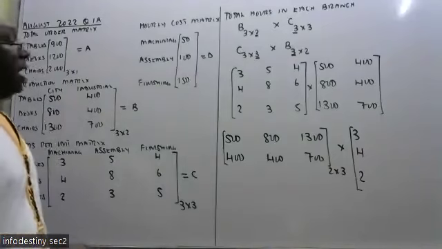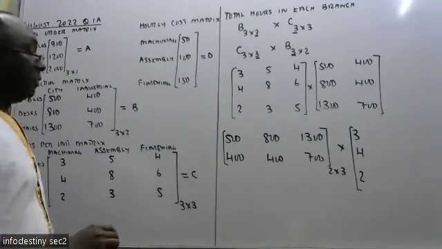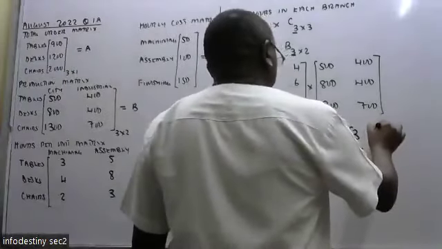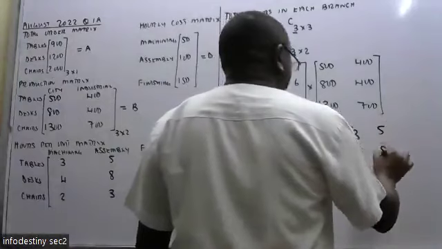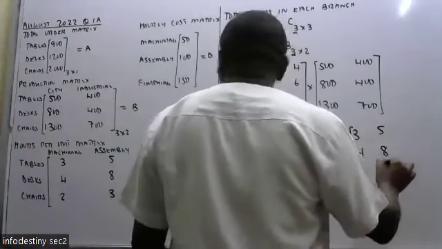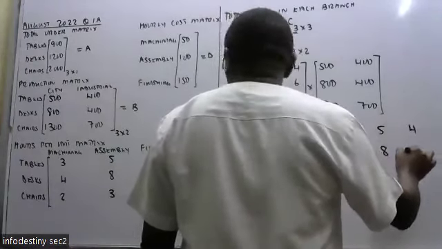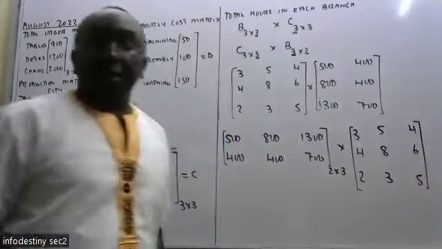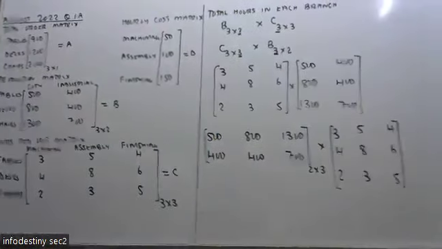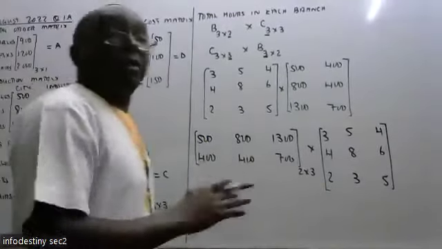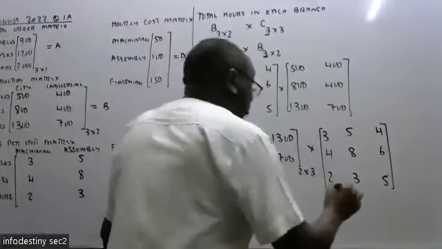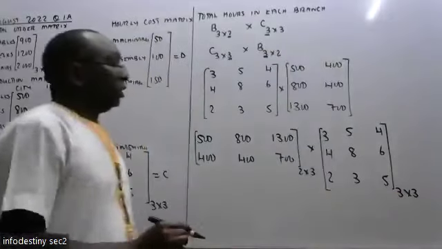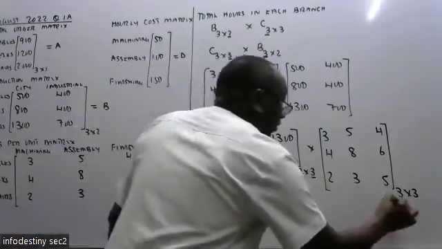I can now come and put here 5, 8, 3, 4, 6, 5. I hope we are following, even those who are online. That's why unapindua mpaka unaona it's making sense. Now this one is a 3 by what? By 3. So this one zimekubaliana.